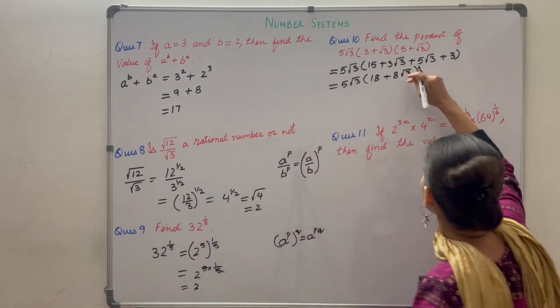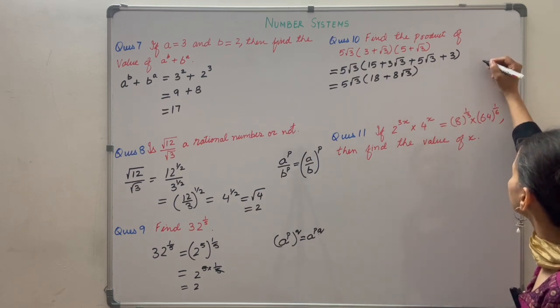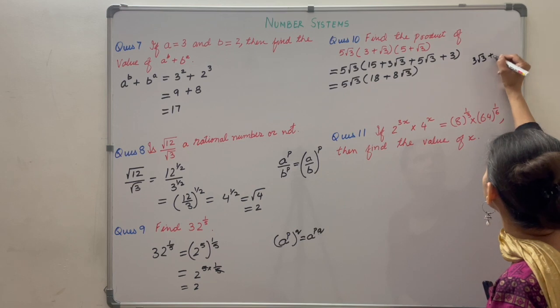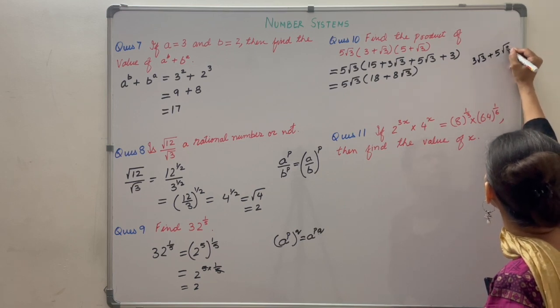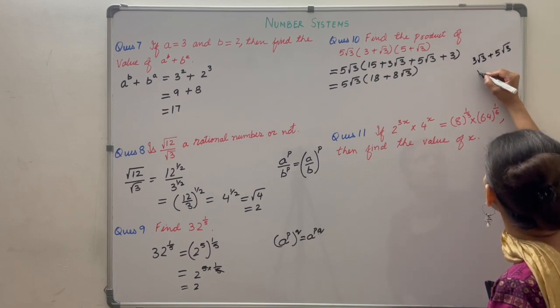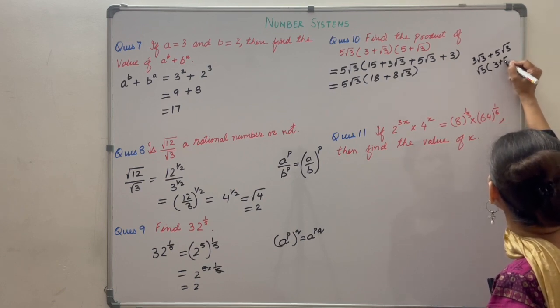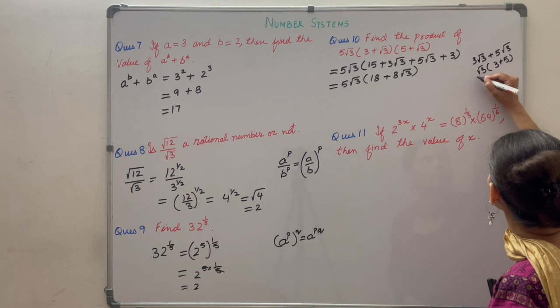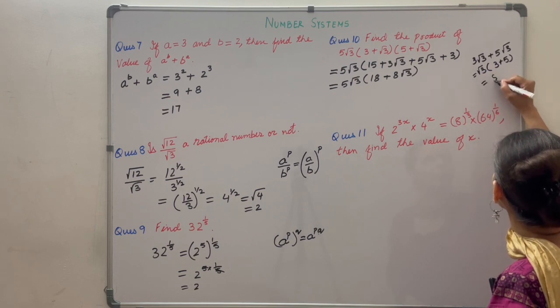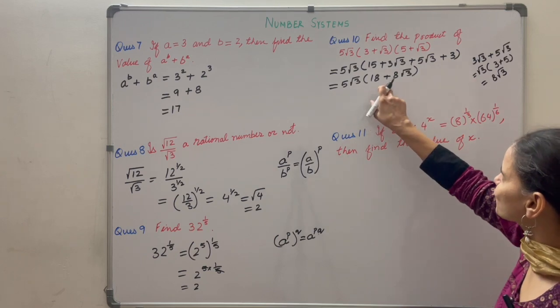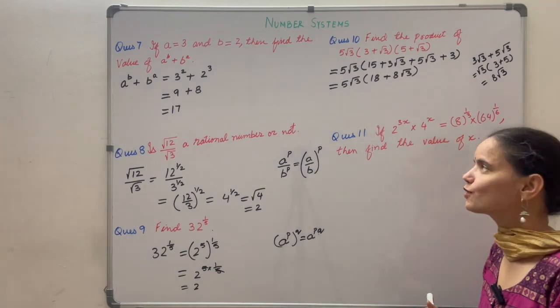Let me explain to you how we got this. We can apply the distributive law here again to solve it. So you have 3 root 3 plus 5 root 3. From these two you can take root 3 common. So inside the bracket you have 3 plus 5. So 5 plus 3 is 8. So what will you get? 8 root 3.